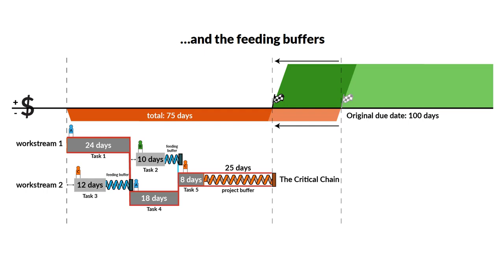Note, a feeding buffer is not the same as slack. Slack implies protection that isn't needed and may be eliminated. A feeding buffer is an integral and critical part of ensuring the stability of the schedule and being able to cope with inevitable uncertainty.